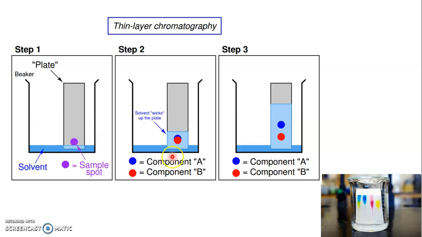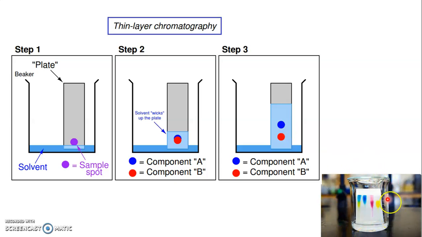This was the mixture. Now it is separated into two components, one red spot and one blue spot. We are assuming that these components are colored. Then after some time, the solvent will reach a particular height, and components A and B will also appear at a particular distance. We measure the distance traveled by the solvent front and also the distance traveled by the components. Then we find out which components are in the mixture with the help of Rf values, that is, the distance traveled by the component divided by the distance traveled by the solvent front. It is very much similar to paper chromatography.